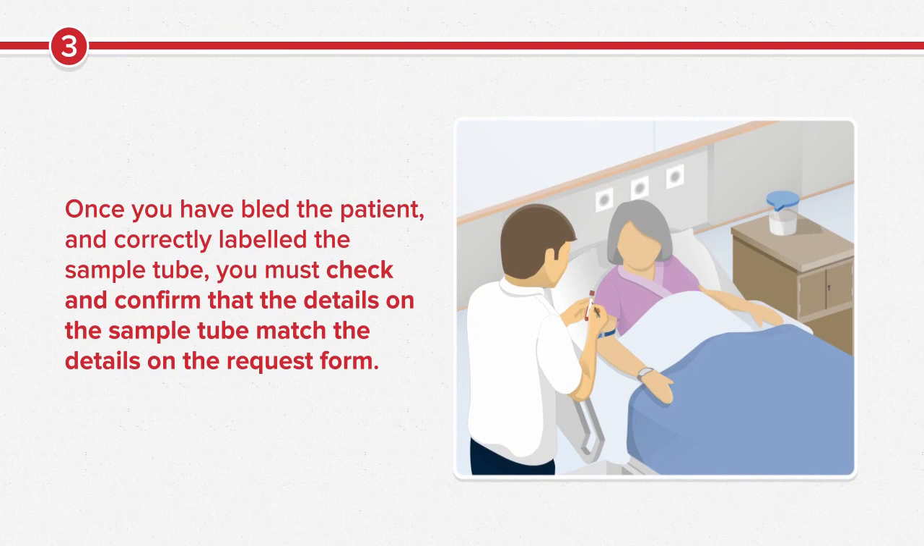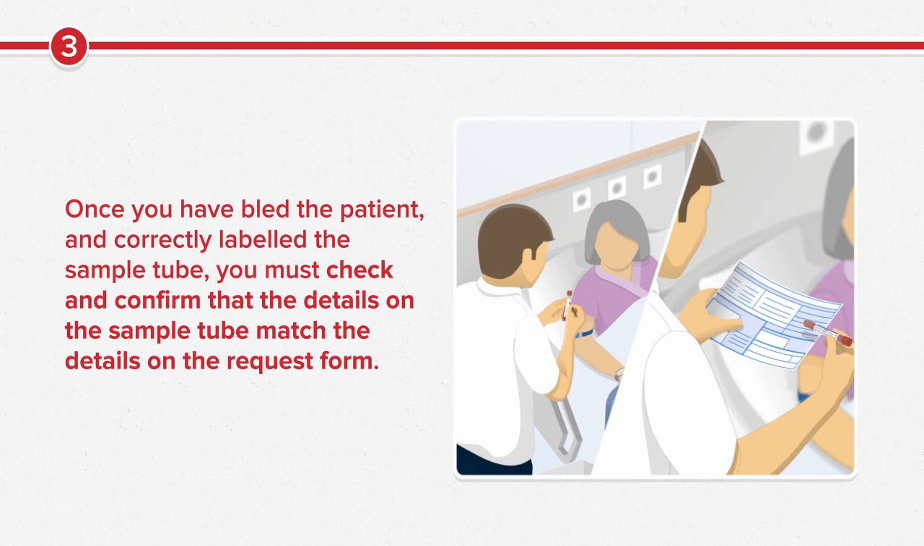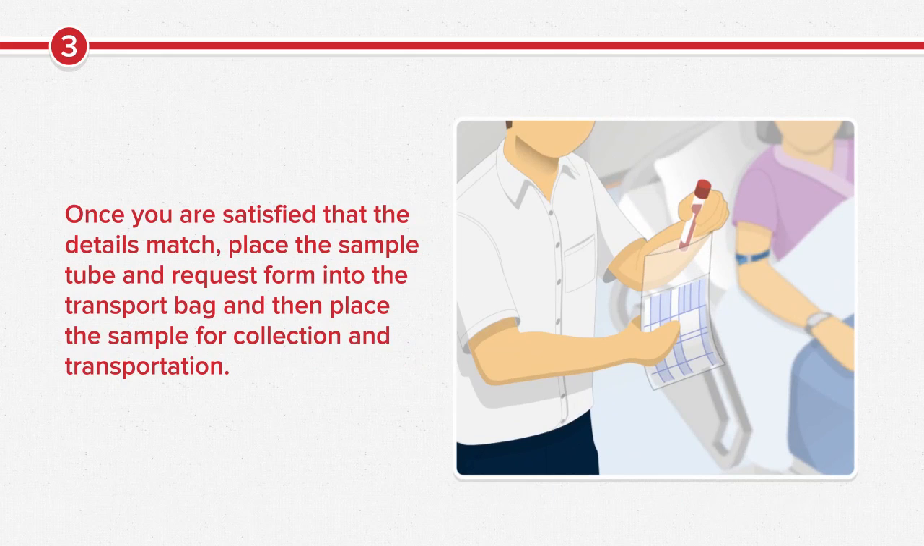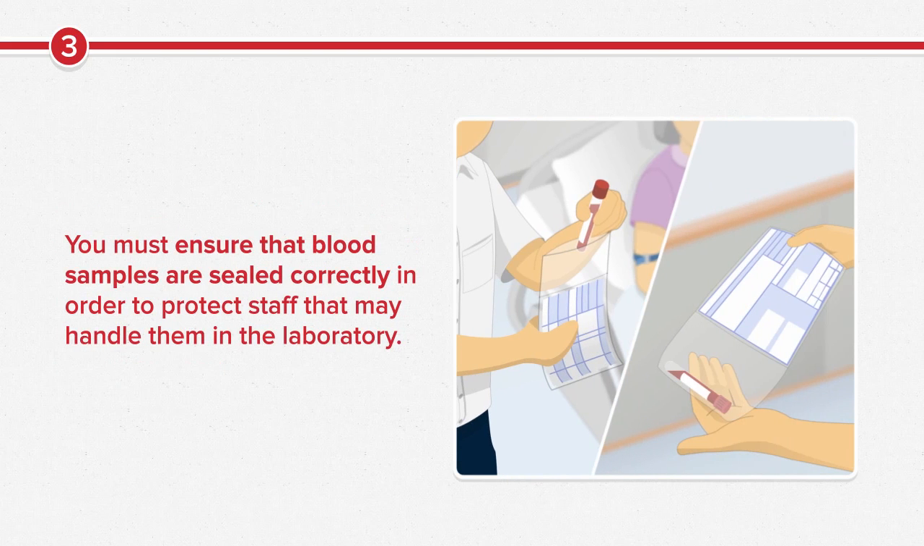Once you have bled the patient and correctly labelled the sample tube, you must check and confirm that the details on the sample tube match the details on the request form. If there are any discrepancies, you must halt the process and investigate these before sending the sample to the hospital transfusion laboratory. Once you are satisfied that the details match, place the sample tube and request form into the transport bag and then place the sample for collection and transportation. You must ensure that blood samples are sealed correctly in order to protect staff that may handle them in the laboratory.